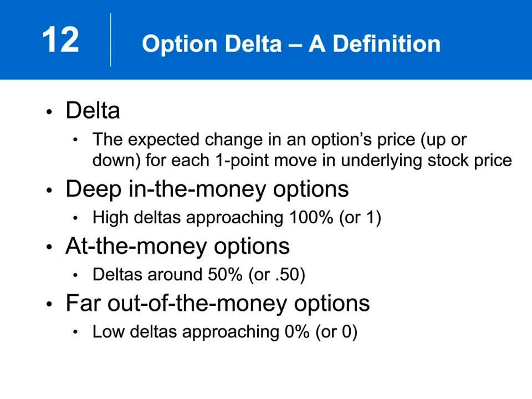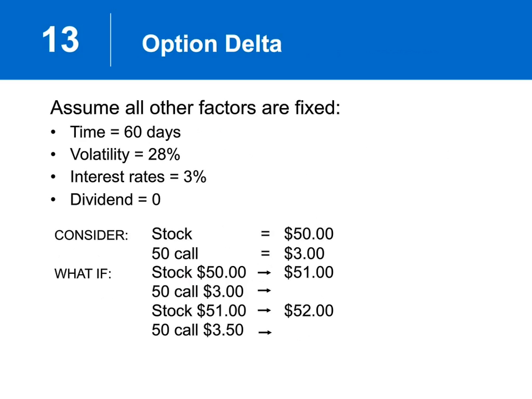So again, delta, and if you're not familiar with this, do try to get it straight. Delta is the expected change in an option's price when the stock goes up or down by $1. And of course, calls and puts will both have delta. So again, assuming all other factors remain constant, let's take 60 days to expiration, a volatility of, say, 28%, rates at 3%, no dividend.